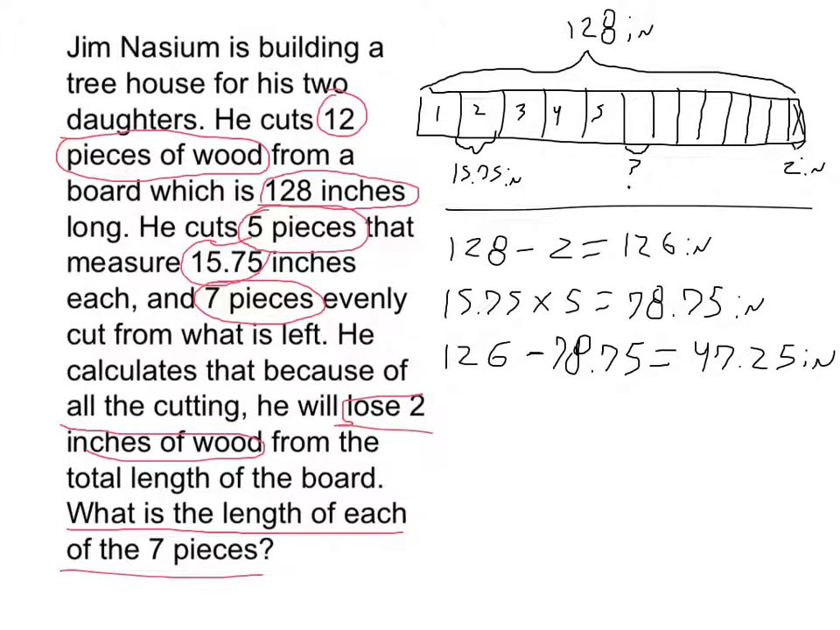What we're going to do is take this, and because we have 7 pieces, 3, 4, 5, 6, 7, we're going to divide this by 7, and that is going to tell us how long each of those pieces are. So I'll write this problem out. Again, it's going to be 47.25 divided by 7.